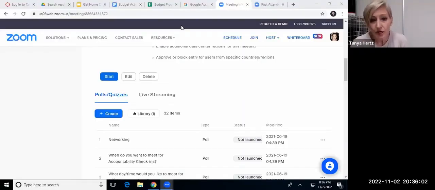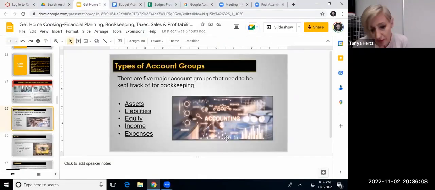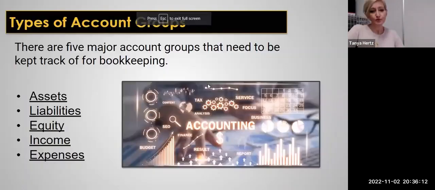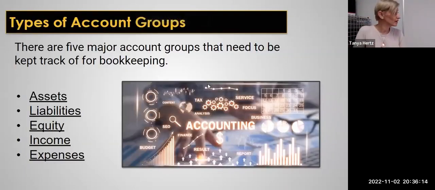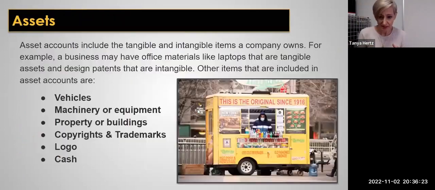We are going to now talk a little bit about assets, liabilities, expenses, and essentially all the things that you need to know about to complete your bookkeeping, to keep track of your bookkeeping. So there are 5 major accounting groups that you need to understand and be aware of in order to keep track of your finances well in bookkeeping, and those include assets, liabilities, equity, income, and expenses.